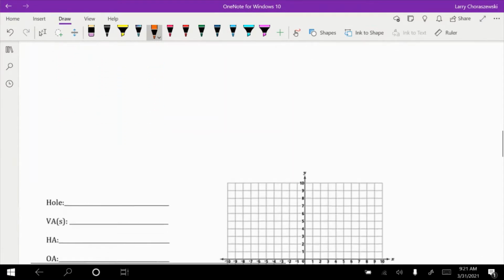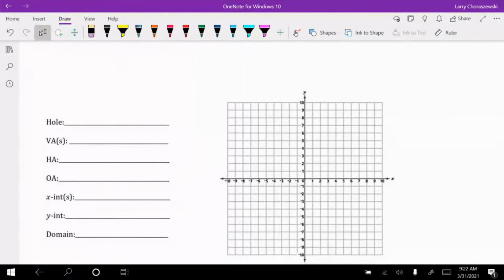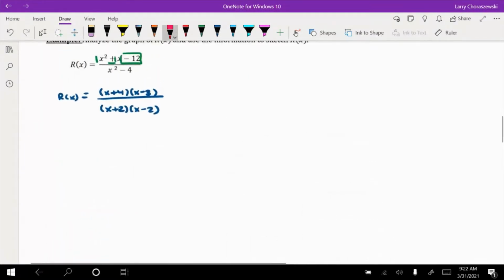So you'll notice at the very bottom of the page, we have our coordinate plane, but we also have this little list. And where it says hole, because none of our factors cancel, we can put none. So no hole.